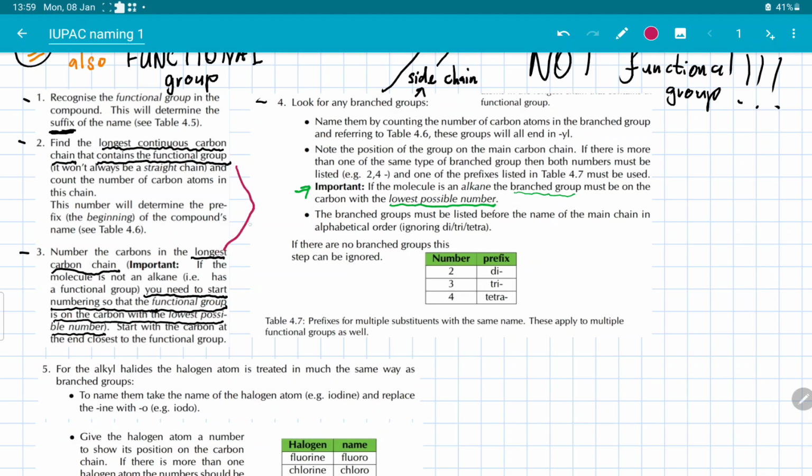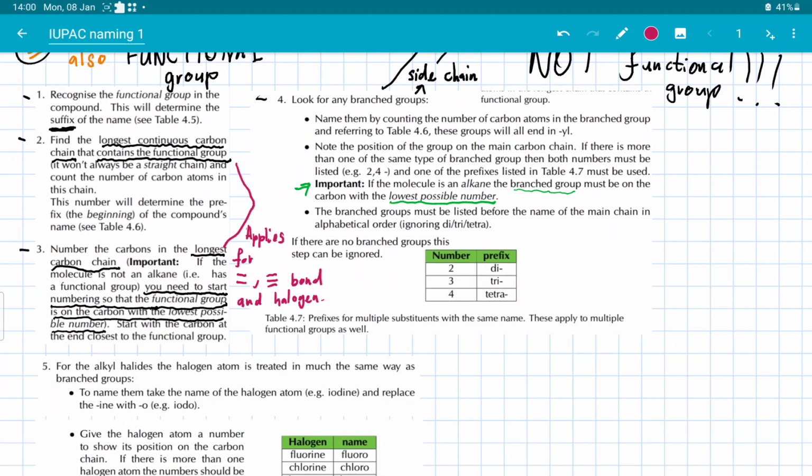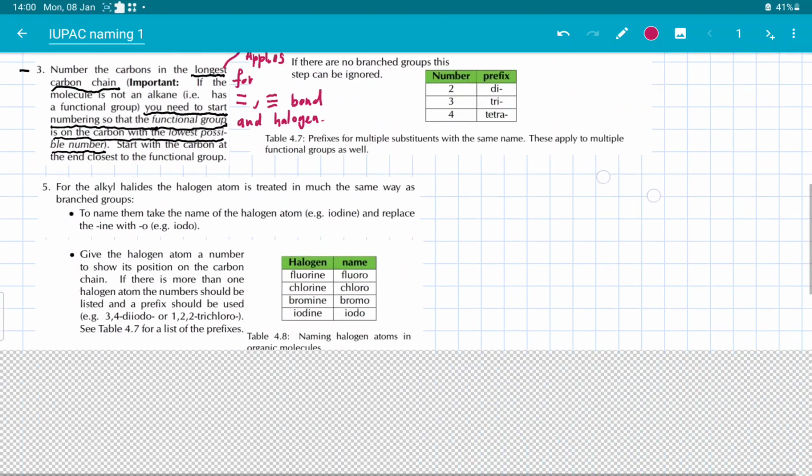Let me write it here. It applies for double and triple bonds and halogens. For people, it also applies for alcohols and carboxylic acids. It's going to apply for other things, but I'm just explaining the homologous series that I need you to know at the moment. Anyhow, rule 4 applies because of the branch. How do we recognize the branch now? Let's go there.